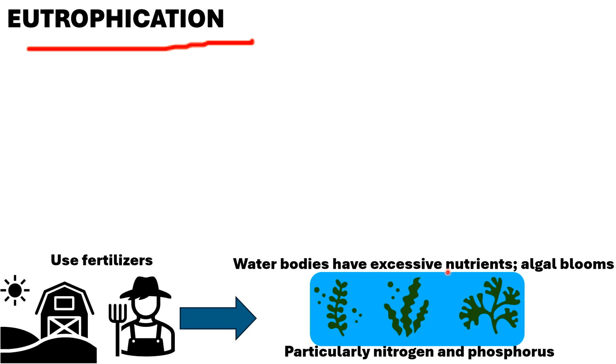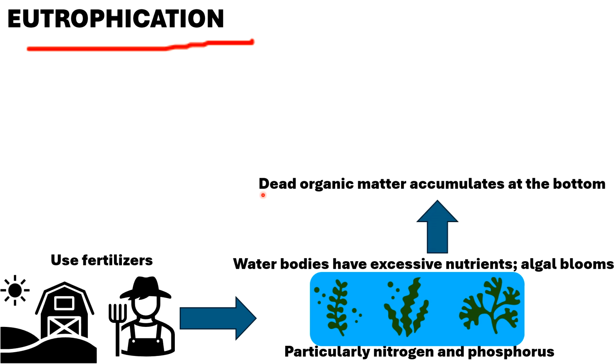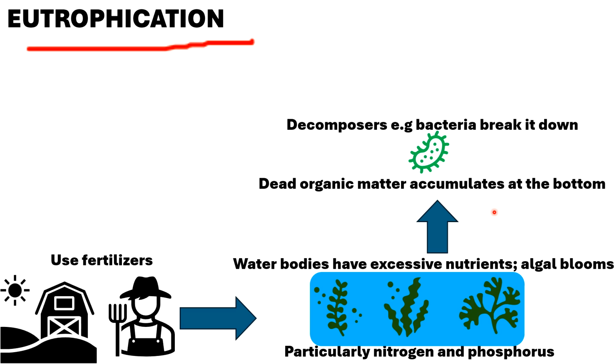So these now have excessive nutrients, right? So these fertilizers are going to reach these water bodies, and so the algae is going to bloom. It's going to grow a lot because it has so many more nutrients than it's used to. And because a lot of algae is growing, a lot of algae is going to die, and that means that a lot of dead organic matter accumulates at the bottom of these rivers, these lakes, etc.